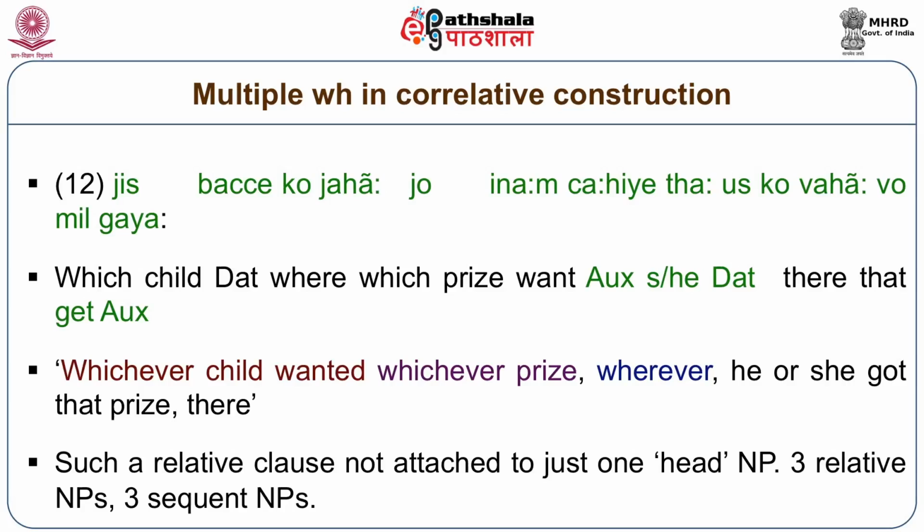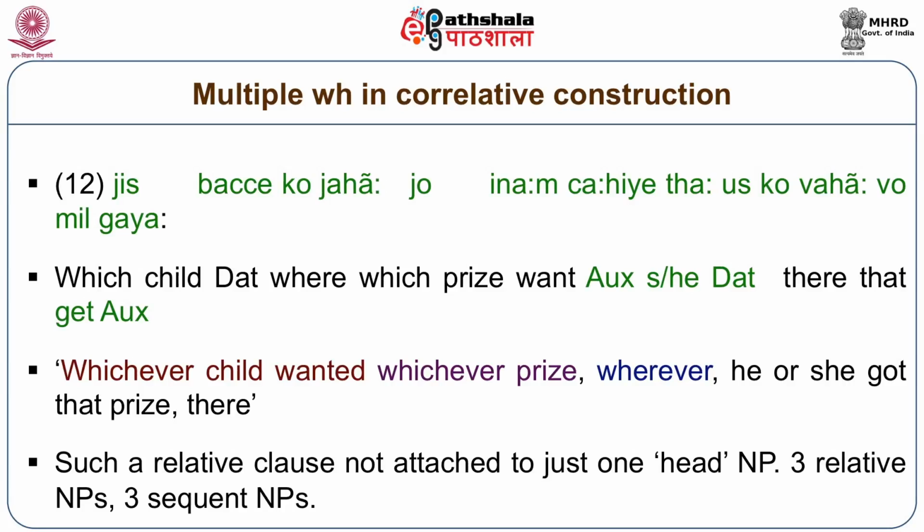It's a correlative structure where the construction begins with a relative clause, in this case a clause containing three relative phrases, whichever child, whichever prize and wherever, and this is followed by a sequent clause which contains three sequent phrases that pick up the reference of the relative phrases. So corresponding to the relatives, whichever child, whichever prize and wherever, you have the sequent phrases that go he or she, that prize, there.